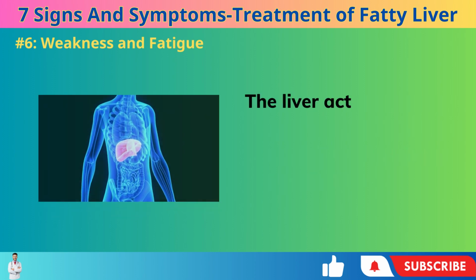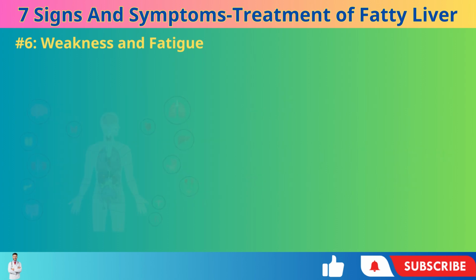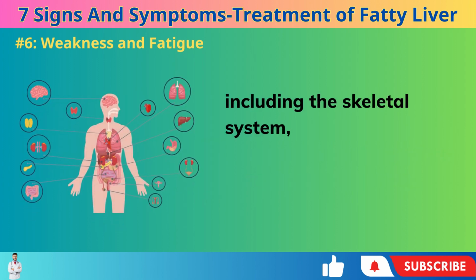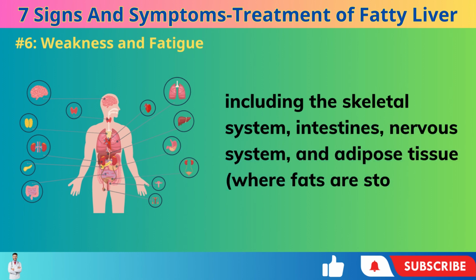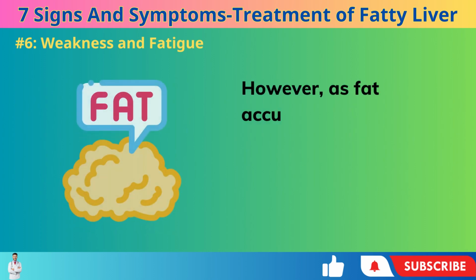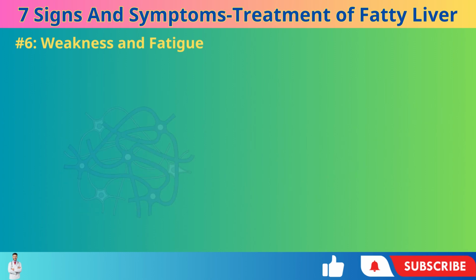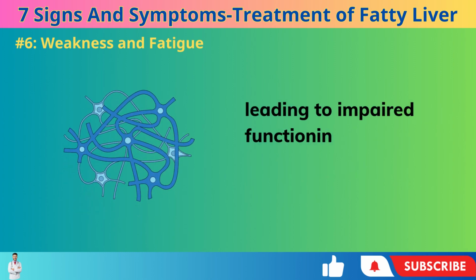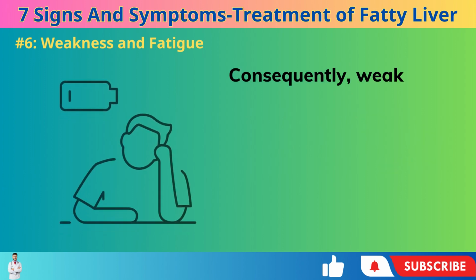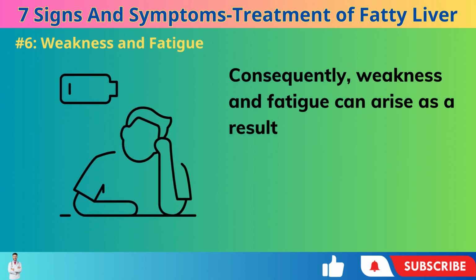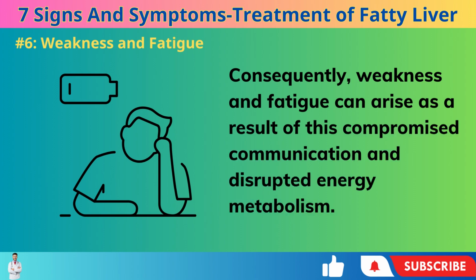The liver acts as a communication hub, interacting with various systems in the body, including the skeletal system, intestines, nervous system, and adipose tissue, where fats are stored. However, as fat accumulates in the liver, this communication network becomes disrupted, leading to impaired functioning of muscles, intestines, and nerves. Consequently, weakness and fatigue can arise as a result of this compromised communication and disrupted energy metabolism.